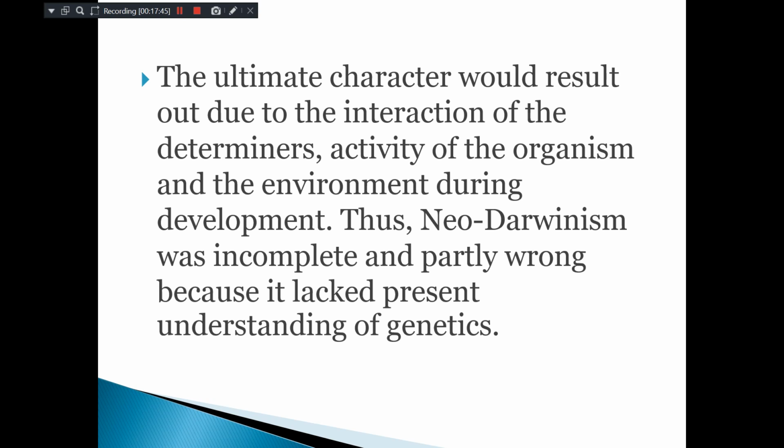Even the ultimate character would result due to the interaction of determinants, activity of the organism and environment during the development. They have also put one more thing, the role of environment, and interactions and activity of the organism. All these factors also influence the evolution of an organism. So even neo-Darwinism was incomplete and partly wrong. Even neo-Darwinians knew only a little about genetics, but genetics was not fully understood at that time. So that's why even neo-Darwinism is not a complete theory.